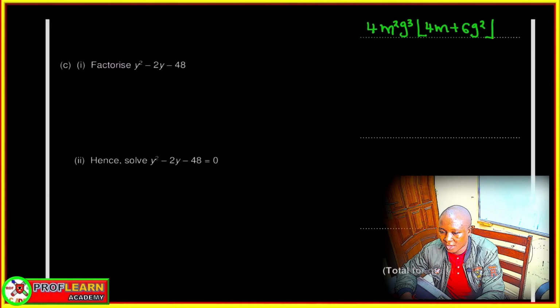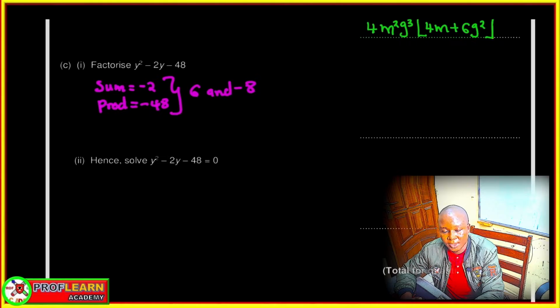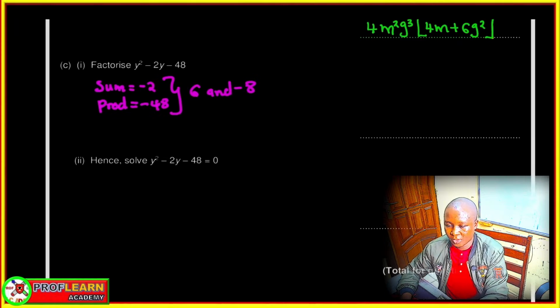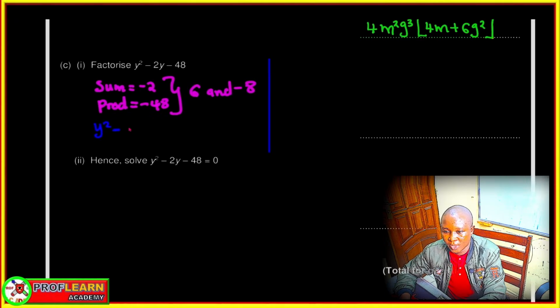Let's move to the second part, factorization of quadratics, and then using that factorized form to find the solution. Now, we are going to find two numbers whose sum is -2, but the product is -48. The two numbers are 6 and -8. Then we express -2y in terms of the two numbers, 6 and -8, and that's going to be y squared minus 8y plus 6y minus 48 equals 0.